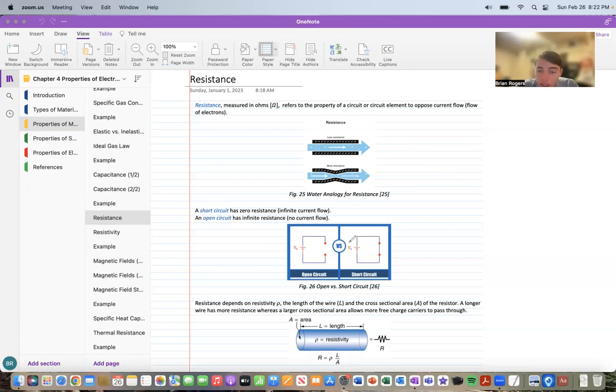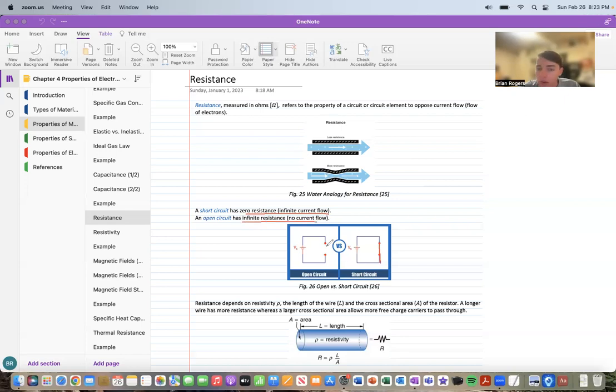So a short circuit, that refers to right here. It's just connected, it's just a metal rod. It has zero resistance, so infinite current can flow through. As much can flow through as it wants. There's no resistance. Whereas open circuits have infinite resistance.